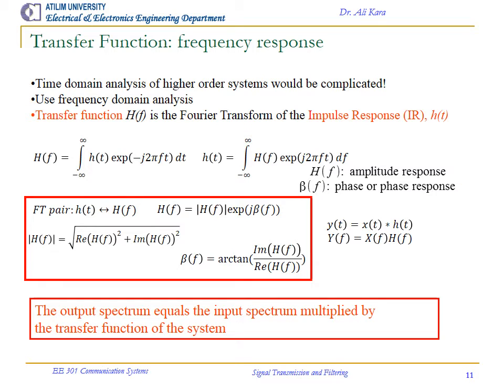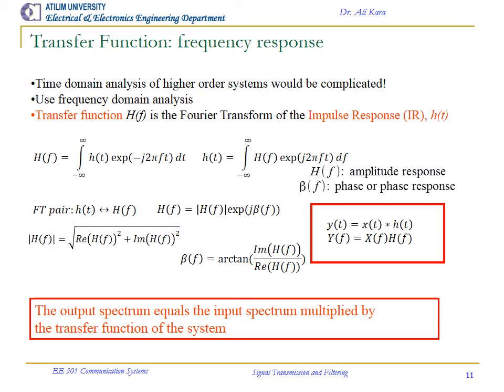Capital H of f can be expressed as an amplitude and phase term. So, capital H of f is equal to magnitude of H of f times exponential j beta of f, where beta of f is denoted as phase or phase response. y of t is equal to x of t convolved with h of t in time domain.